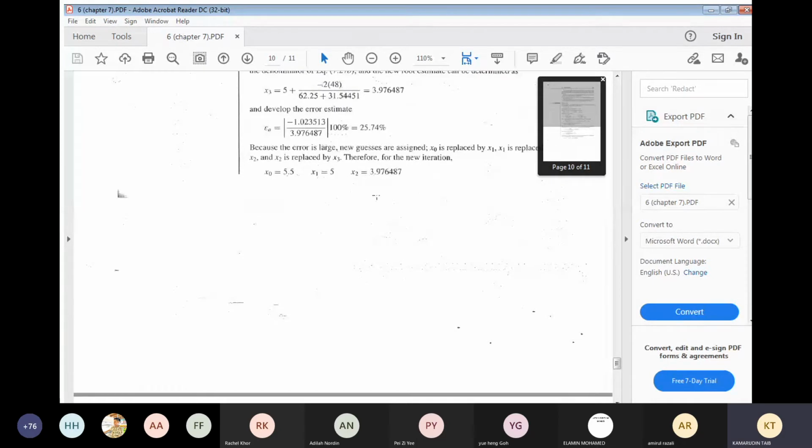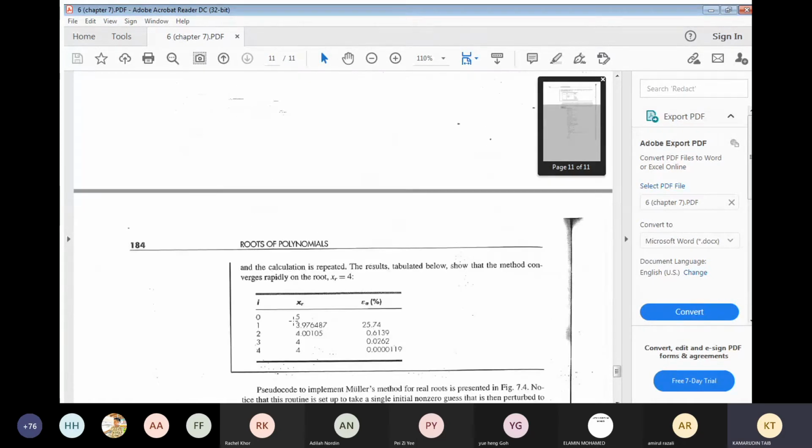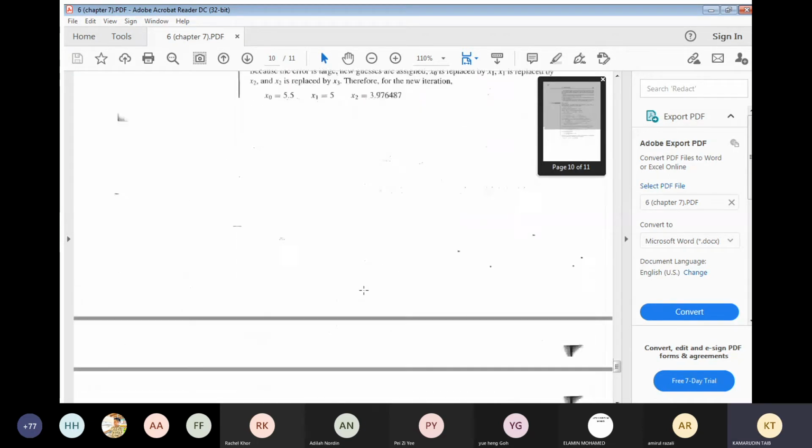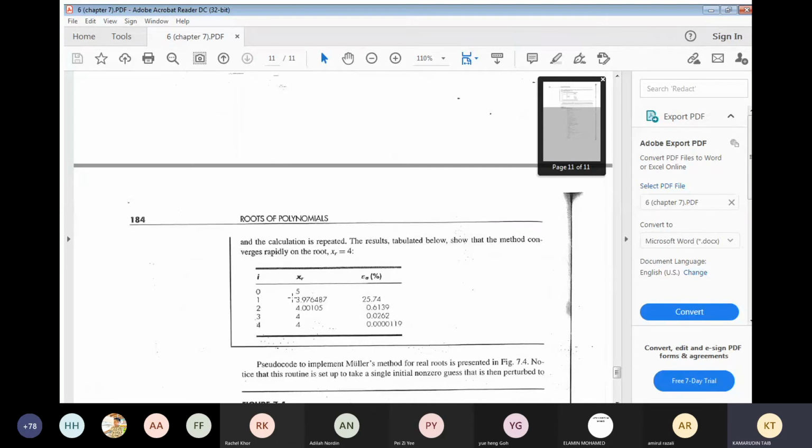Okay, first we got 3, the root is 5, and then it becomes 3.97, and then it becomes 4.00105, and then it becomes 4.0, 4.00 also, but with more zeros in front.